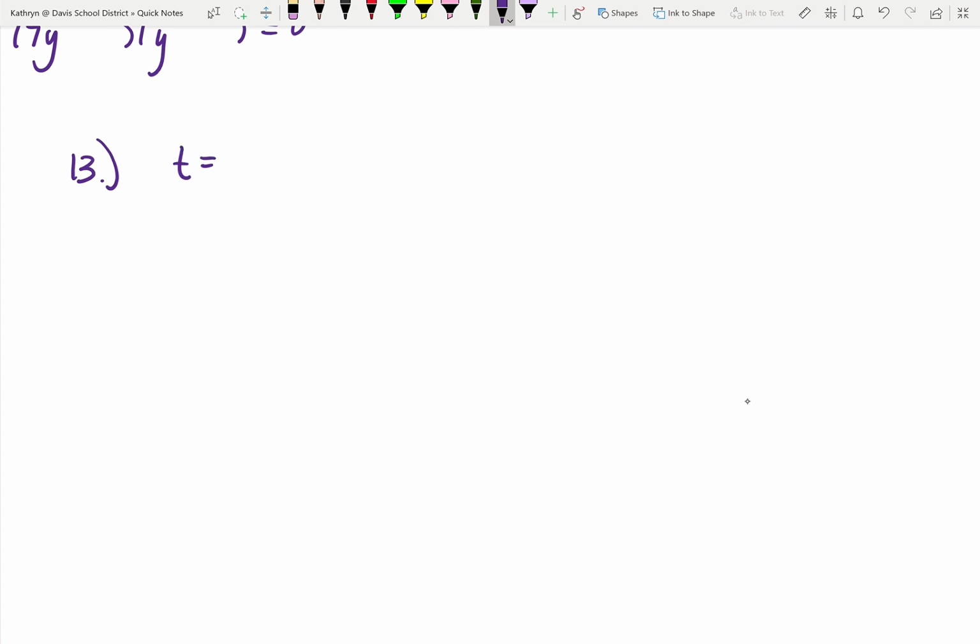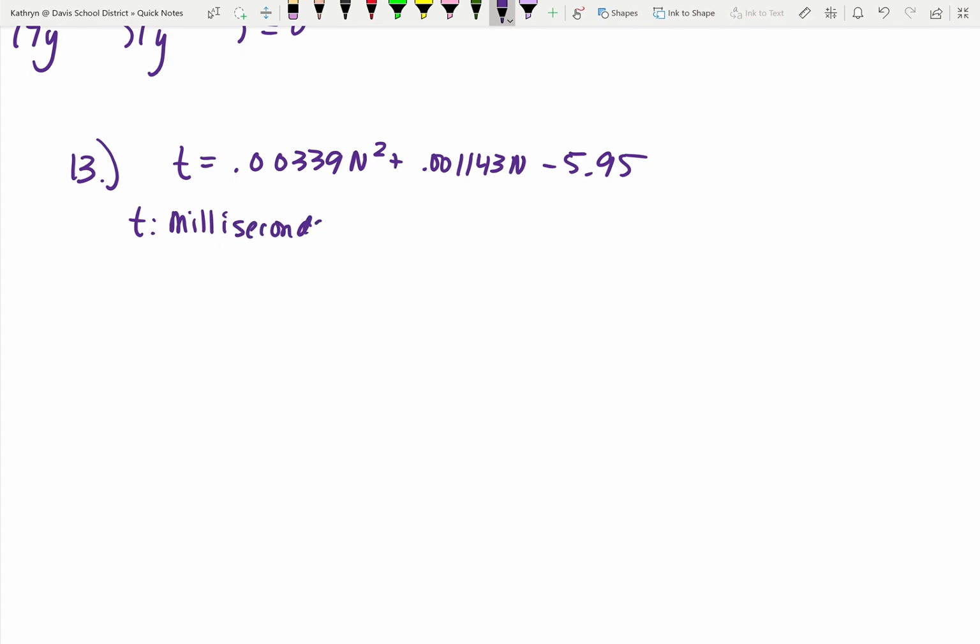Okay, so here is your formula. And this was at one point, by the way, an actual final from Weaver. So it's just an algorithm that can sort numbers from least to greatest in t milliseconds. Okay, so I'm going to say t stands for milliseconds, and that n stands for the number of numbers that we're trying to sort. So how many numbers can the mini computer sort in 1 second?